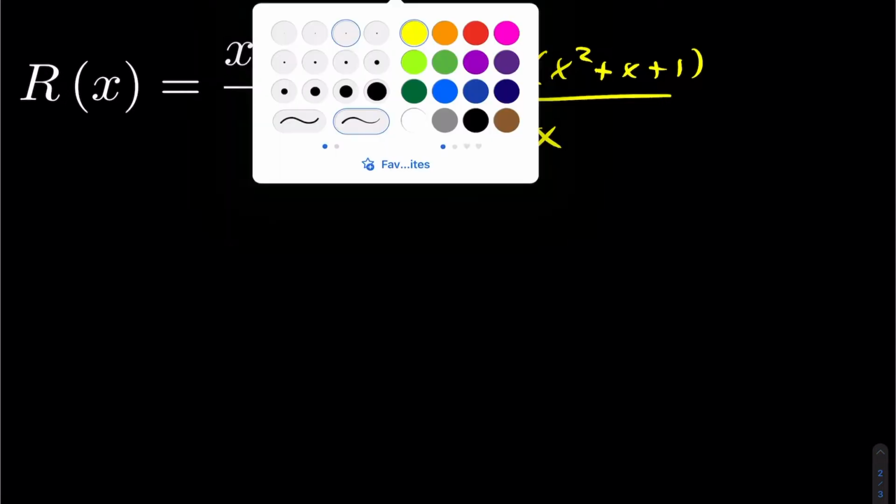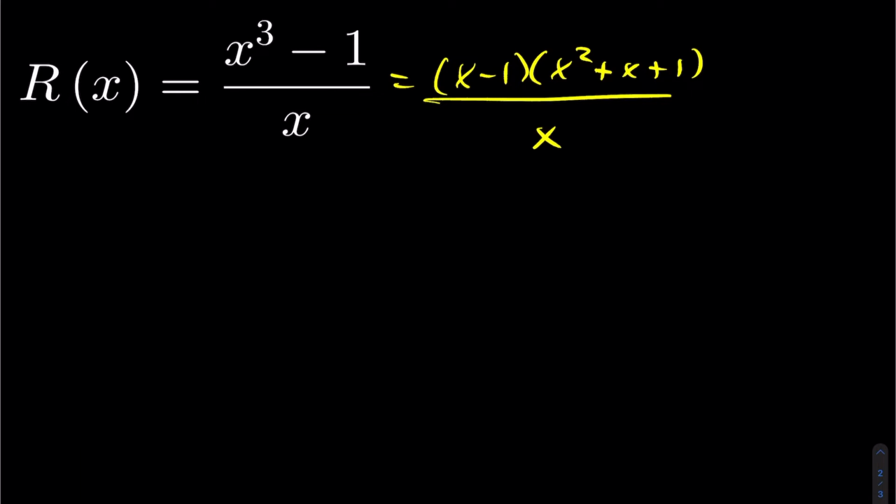Now that this is factored, we can go ahead and find our x-intercepts. My x-intercept happens when the top is 0. That happens when x is 1. You'll notice the discriminant for this quadratic, if you go ahead and calculate it, you'll find that it's negative. So this has no real roots, so the only x-intercept is 1.